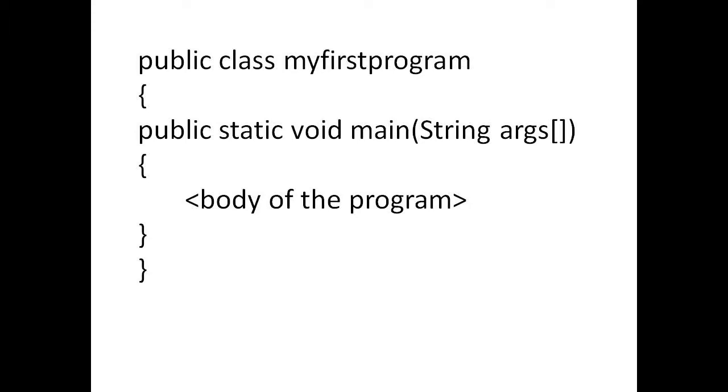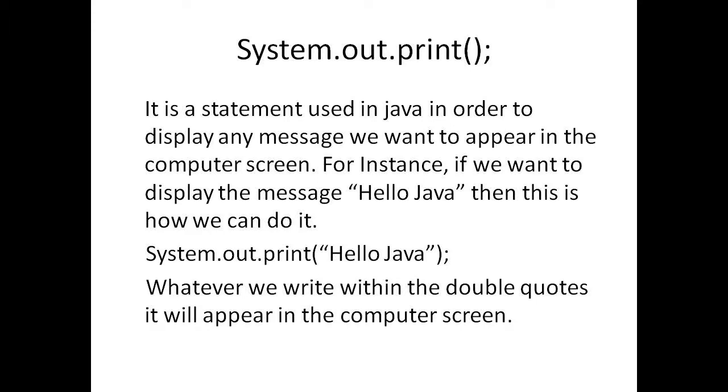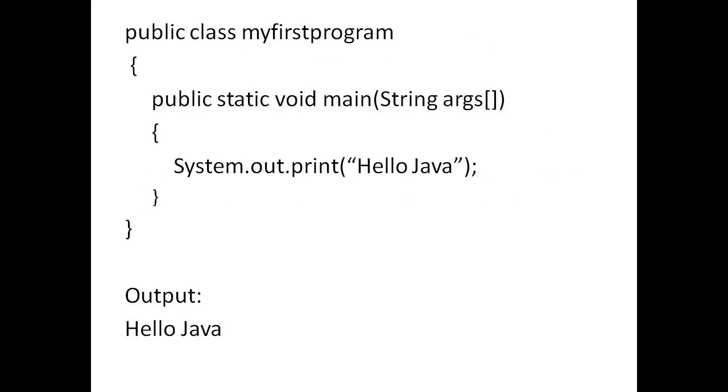Before we begin writing our first program, let me tell you about a statement, that is the System.out.print statement. So what is this statement all about? Well, it is a statement used in Java in order to display any message we want to appear on the computer screen. For instance, if we want to display the message hello Java, then this is how we can do it. System.out.print hello Java. So within the bracket, enclosing it with double quotes, we write hello Java, as you can see in the screen. Whatever we write within the double quotes will appear on the computer screen.